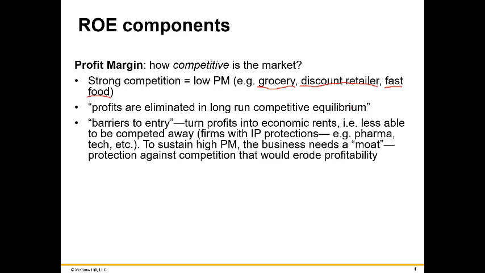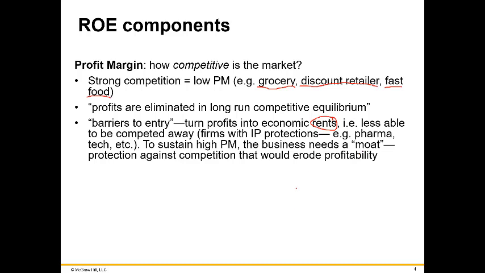Now, how can you try to achieve higher profit margins? Well, you have to have what we call barriers to entry. You have to have some kind of way of blocking out competitors from coming in, duplicating your product or imitating your product and offering it at a lower price. And if you're capable of doing this, you can turn profits into what we call rents. Rents are returns on assets that can't be competed away.